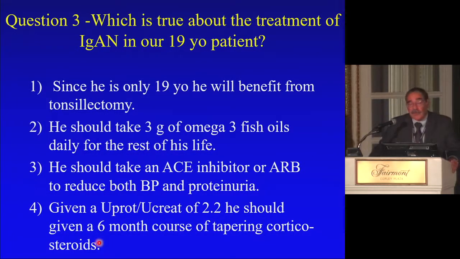Okay, question 3. What is true about the treatment of IgA in this 19-year-old? Since he's only 19 years old, he will benefit from tonsillectomy. He should take 3 grams of omega-3 fish oils daily for the rest of his life. He should take an ACE inhibitor or an A2 receptor blocker to reduce both blood pressure and proteinuria. Given a urine protein creatinine ratio of 2.2, he should be given a 6-month course of tapering steroids.